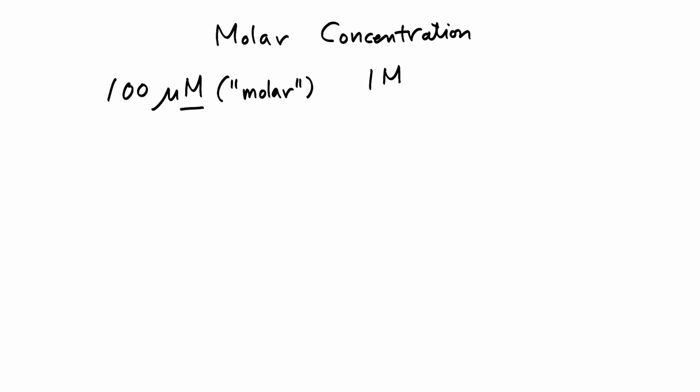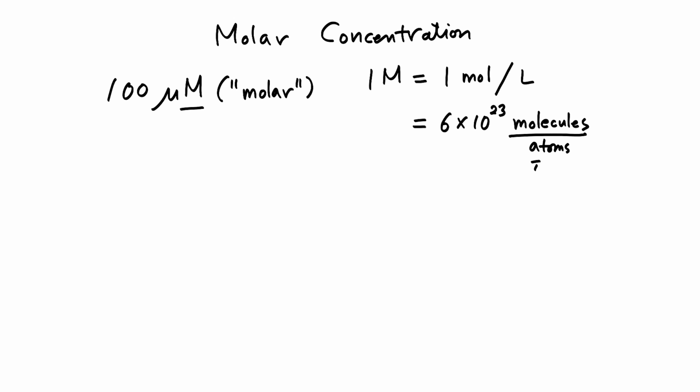First, what is this 1 molar? So 1 molar is 1 mole per liter. And we know that this 1 mole is 6 times 10 to the power of 23 molecules. Actually, you can have atoms or ions, other discrete entities. But we are talking about protein now, so we use this unit molecule. Molecules per liter. You might know that this is Avogadro's number.